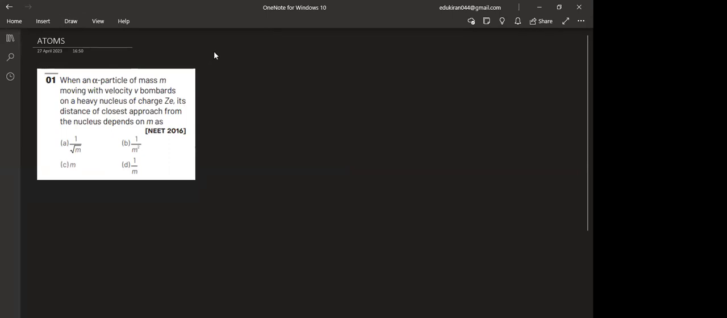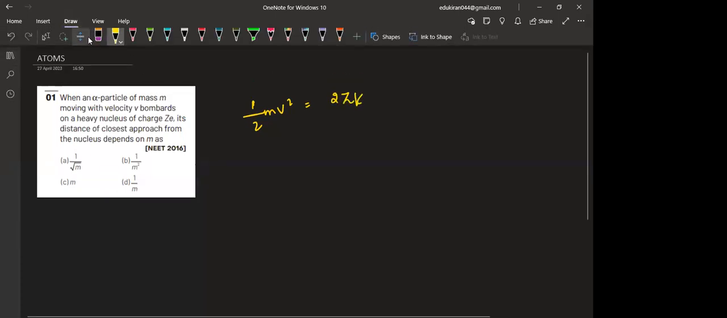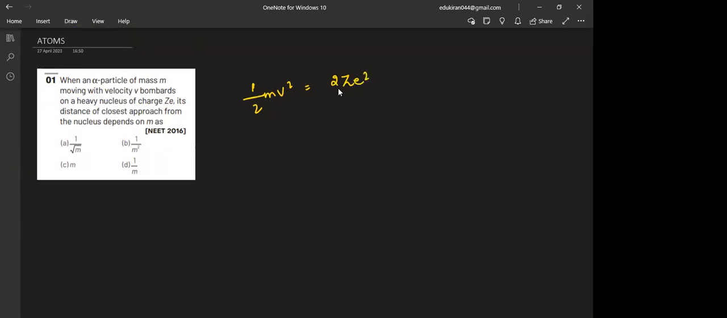Class, this says that when an alpha particle of mass m moving with velocity v bombards a heavy nucleus of charge Ze, we need its distance of closest approach. Now see the formula of closest approach. If I write the kinetic energy, half mv square, this is equal to q Ze square divided by 4 pi epsilon naught r naught. So from here you can directly see r naught and m are inversely proportional to each other. So this is D option. Just note it down quickly.